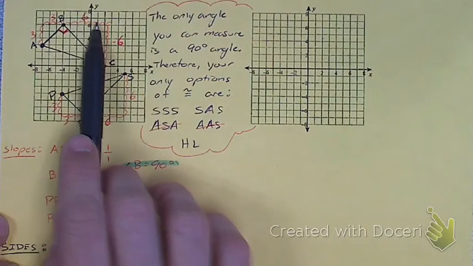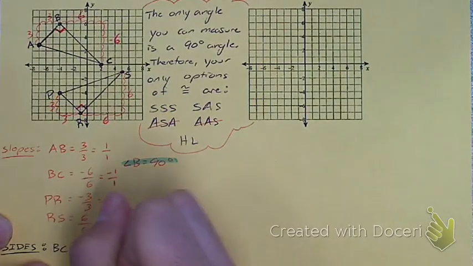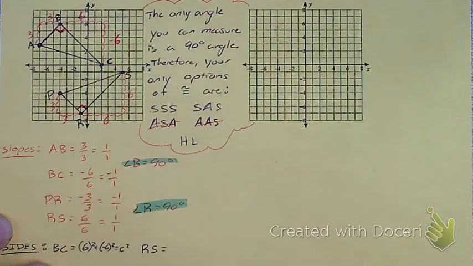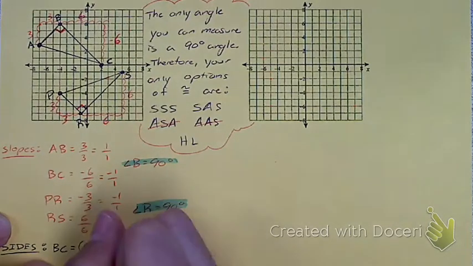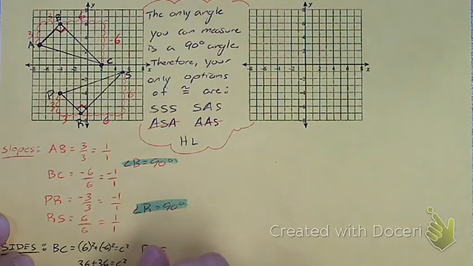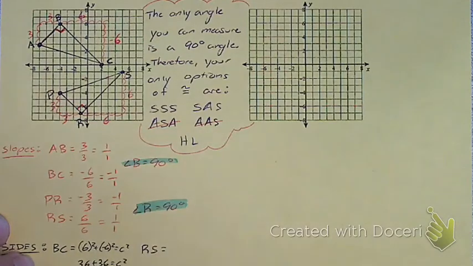BC, you already know, is 6 and 6. So it's going to be 6 squared plus 6 squared equals c squared. What's 6 squared? 36. What's 36 and 36 make? 72. Therefore, c is the square root of 72.